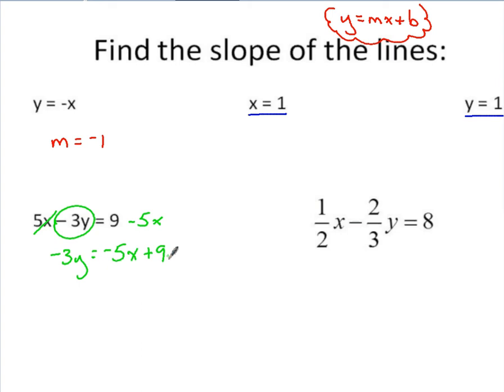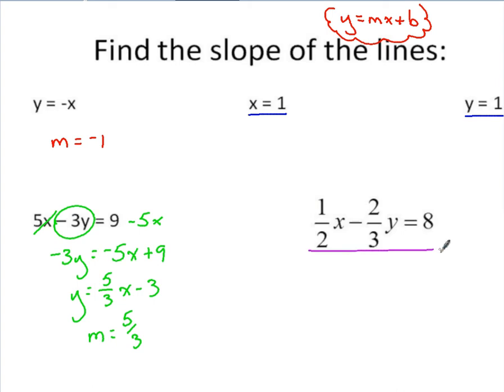I'm dividing through by negative 3. Divide by a negative 3 all the way through. You'd have negative 5 divided by negative 3, which is 5/3 x. And then you'd have 9 divided by negative 3, which would be just minus 3. So there's your slope-intercept form. If you take the coefficient on the x from that form, that's your slope. So your slope here is simply 5/3. If that made any kind of sense, then we should be able to do this last one here.